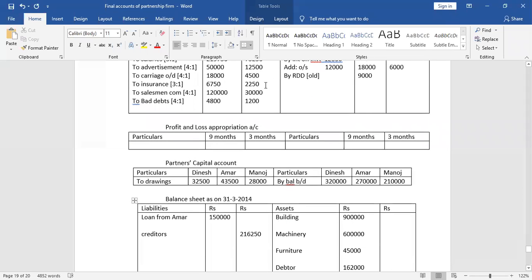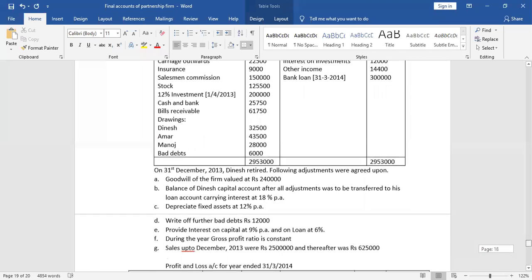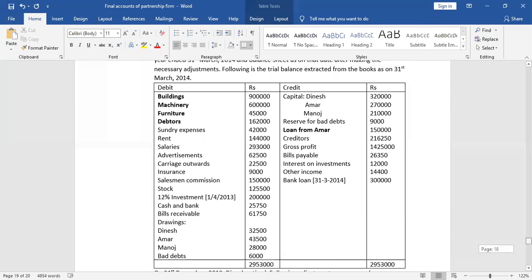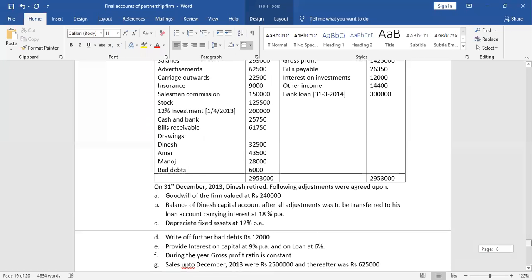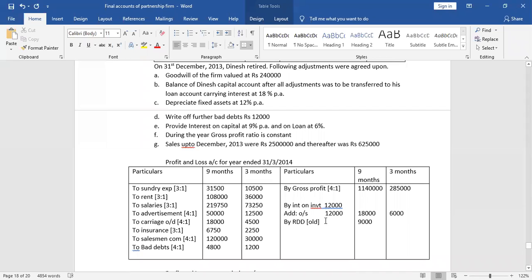Bills payable 26,350. So after creditors, we will write bills payable. Bills payable is how much? 26,350. Then we have interest on investment. Already we have written interest on investment. Then we have other income. Other income 14,400.